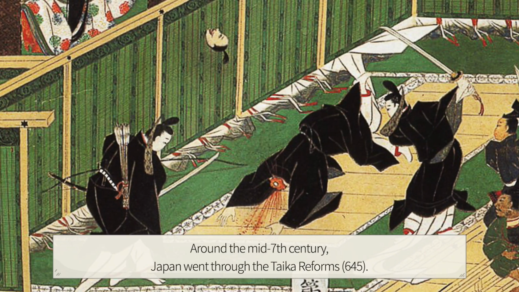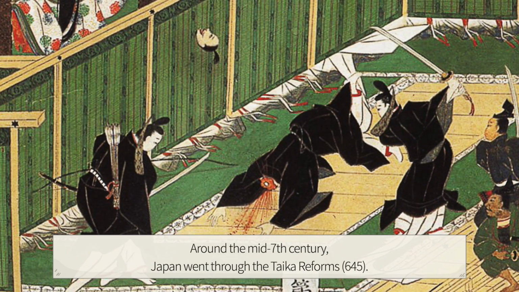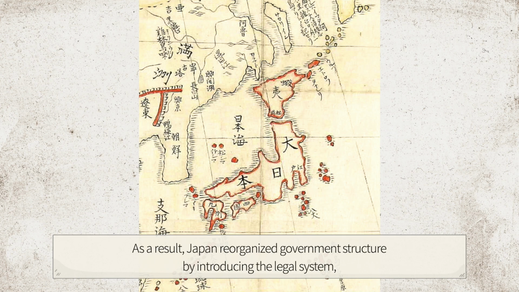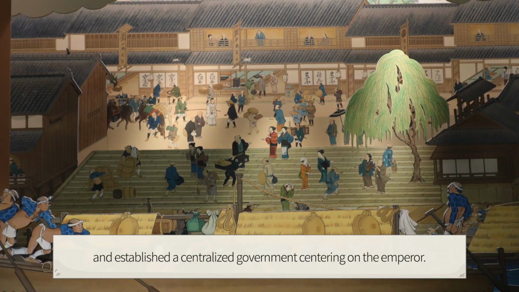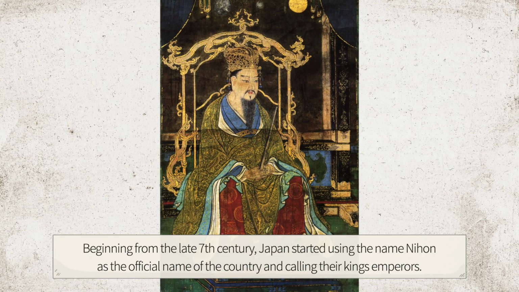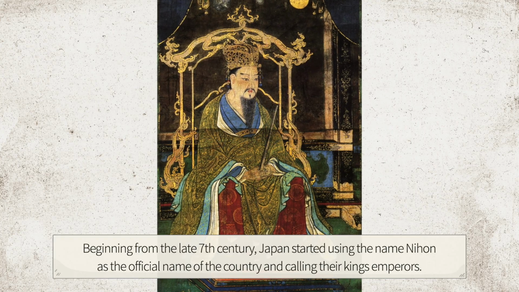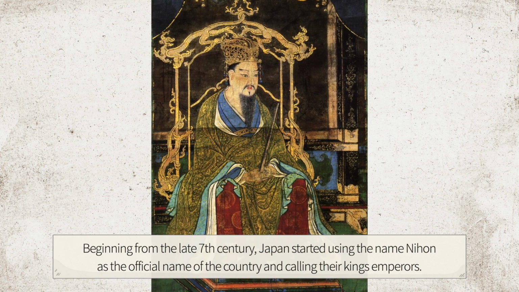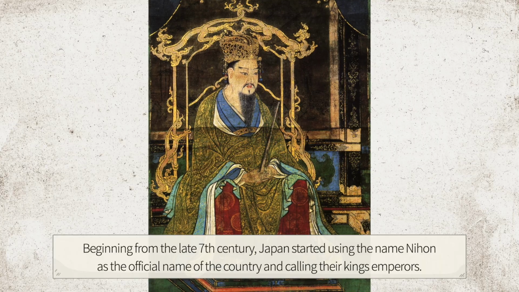Around the mid-7th century, Japan went through the Taika reforms, 645. As a result, Japan reorganized government structure by introducing the legal system and established a centralized government centering on the emperor. Beginning from the late 7th century, Japan started using the name Nihon as the official name of the country and calling their kings emperors.